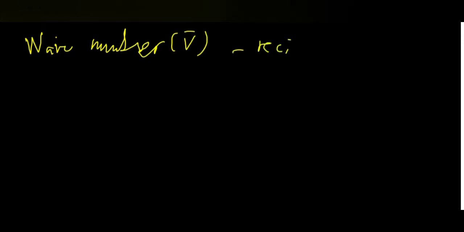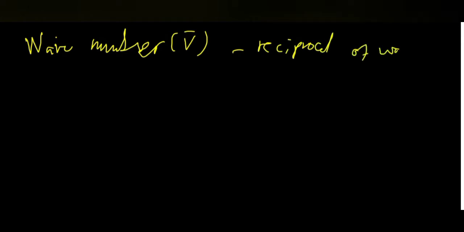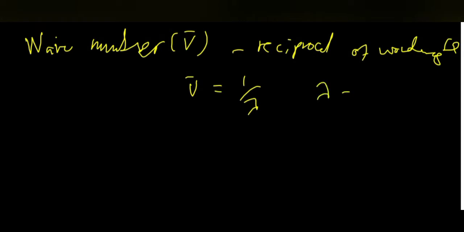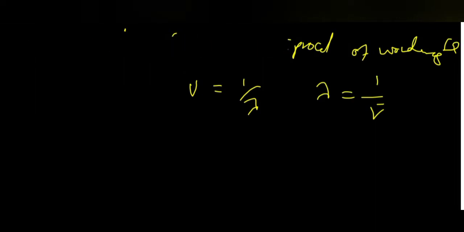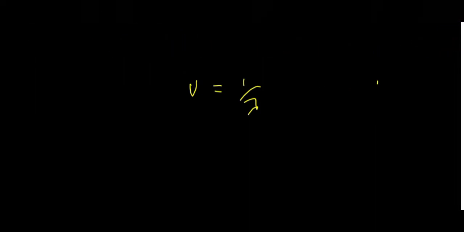So wave number is given by the symbol that is the reciprocal of the wavelength. So we are saying wave number is 1 over wavelength. From this we can tell that wavelength is also 1 over wave number, because they are reciprocals of each other.